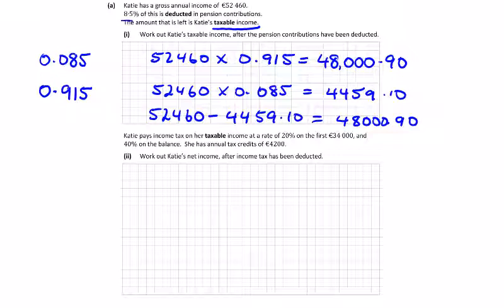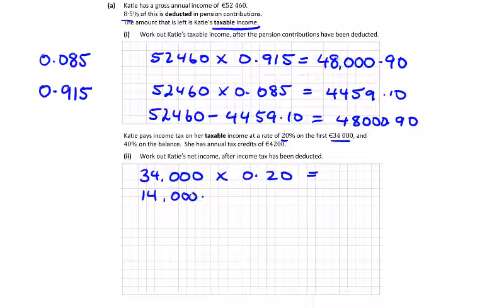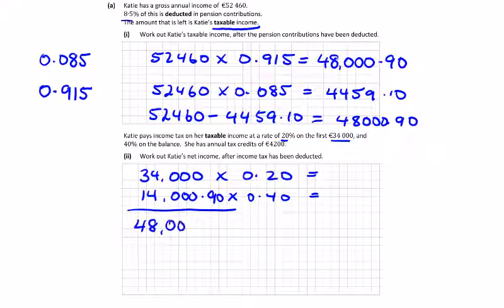So she pays income tax on her taxable income, 20% on the first 34. You've seen this question already, just different numbers, 34 by 20%. 40% on the balance. Well, there's 48,000, so 14,000 will be 48, but she's got that extra 90 cent. So 14,090 cent by 40%. Check in your calculator that these in fact do add up to 48,090 cent, just to be sure.